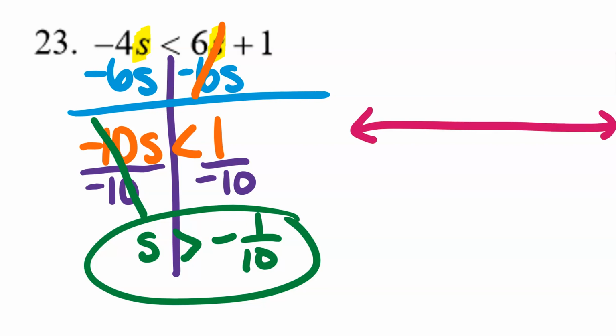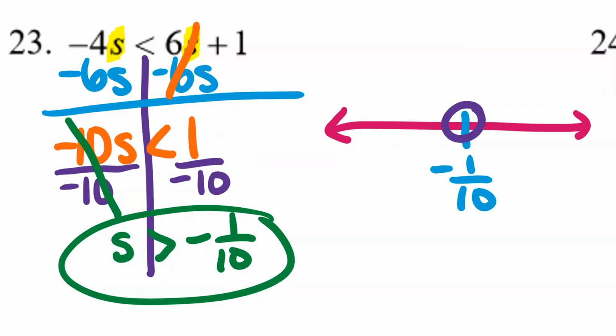So I'm going to draw my number line. This is negative 1 over 10. It needs an open circle, so I'm going to put an open circle there. And then I am going to draw my inequality. It's pointing to the right, so I'm going to go to the right, like this. And that's 23.